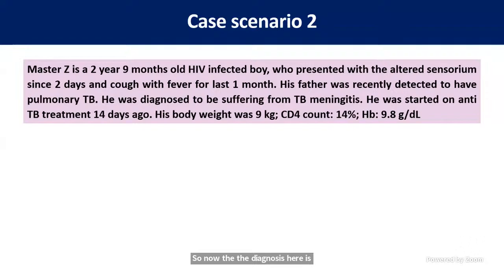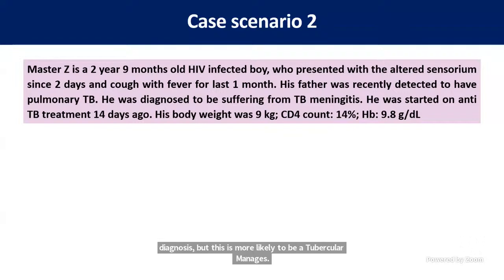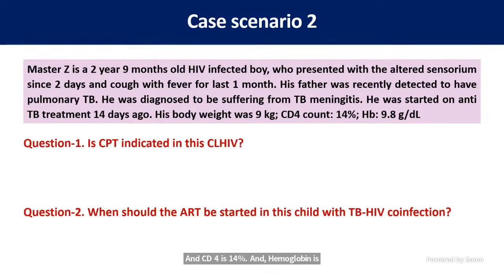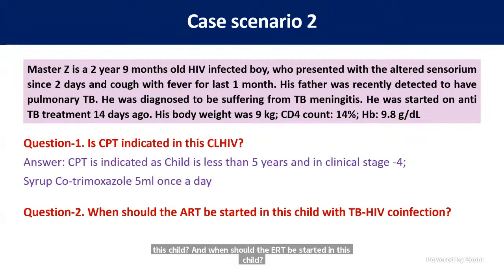There are a few other things to be done before confirming the diagnosis, but this is more likely to be a tubercular meningitis. He was started on anti-tubercular treatment 14 days back. His body weight was 9 kgs and CD4 is 14%. And hemoglobin is 9.8 gram per deciliter. Now, are you going to start cotrimoxazole prophylaxis for this child? And when should the ART be started in this child in the context of HIV-TB co-infection?